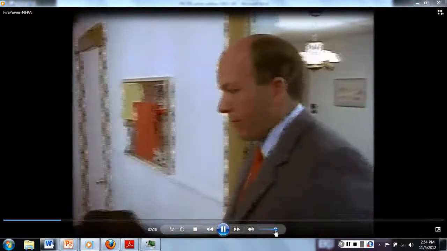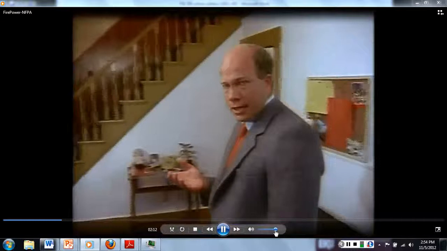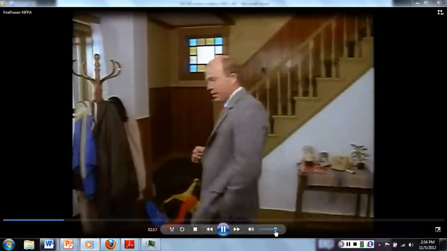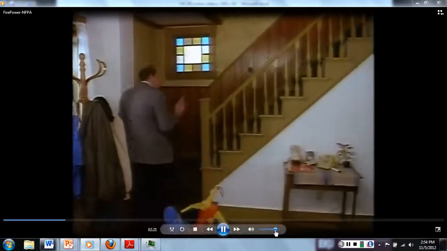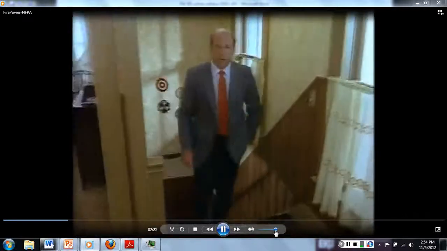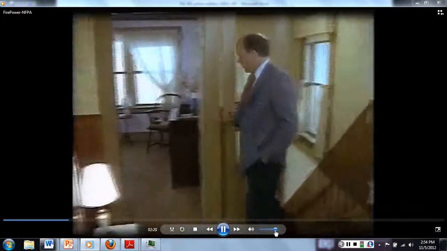The front hallway, sort of a catch-all for a busy family, and the only direct exit for someone who may be upstairs. Let's see what we have on the second floor. This is the upstairs hallway, and here's the master bedroom.